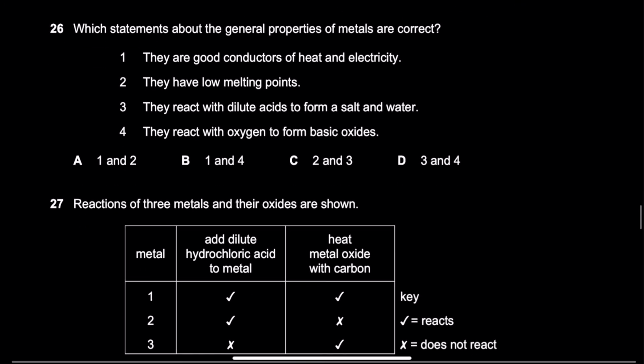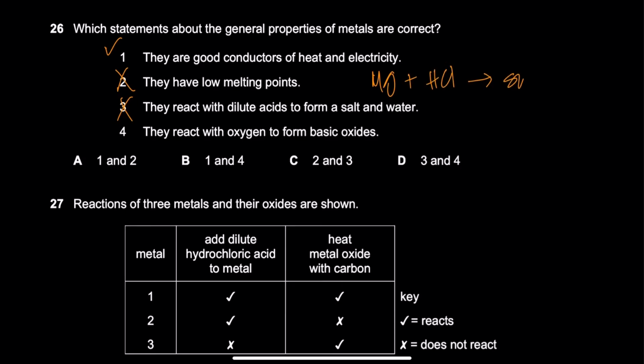Which statements about the general properties of metals are correct? They are good conductors of heat and electricity. That's true. They have low melting points. Nope. They react with dilute acids to form salt and water. Nope. Why? Because they react with dilute acid, let's say magnesium reacts with a dilute acid, they give you salt and hydrogen, not water.